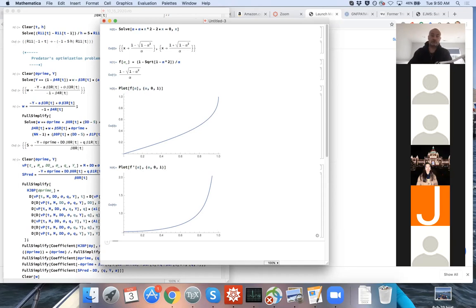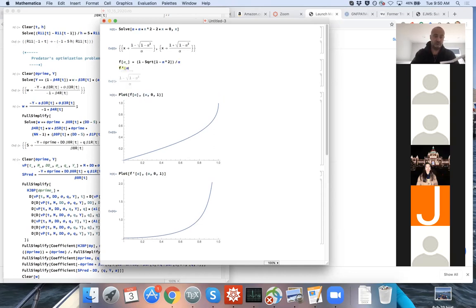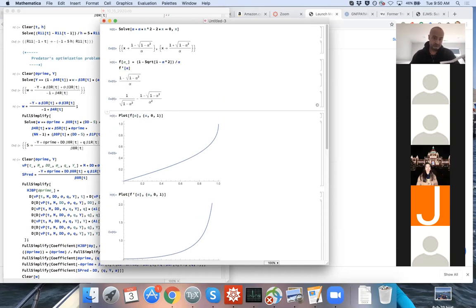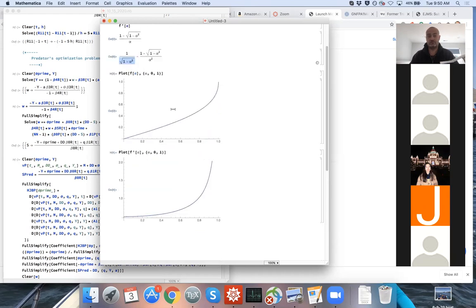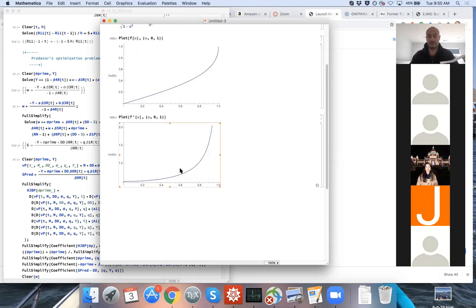Of course, if you want, you can get a formula for the derivative, and that formula is this mess here. You can see what the problem is. It's the first term here. When you evaluate this at alpha equal to 1, this thing explodes to plus infinity. And that's what we're seeing in the second picture here.